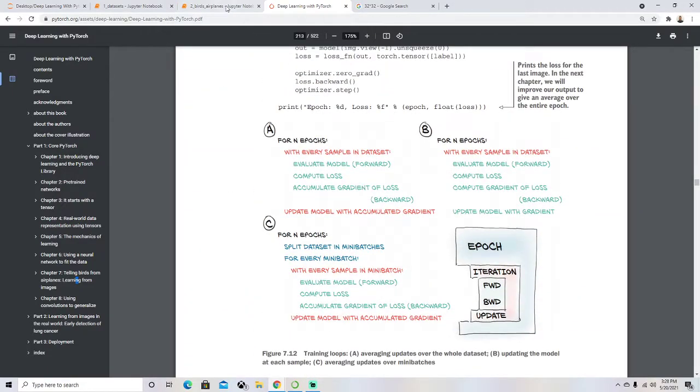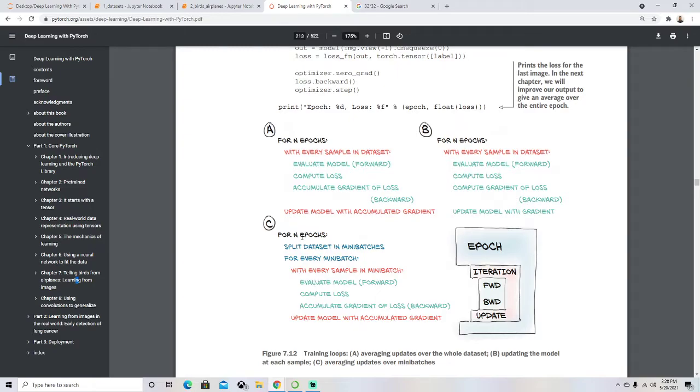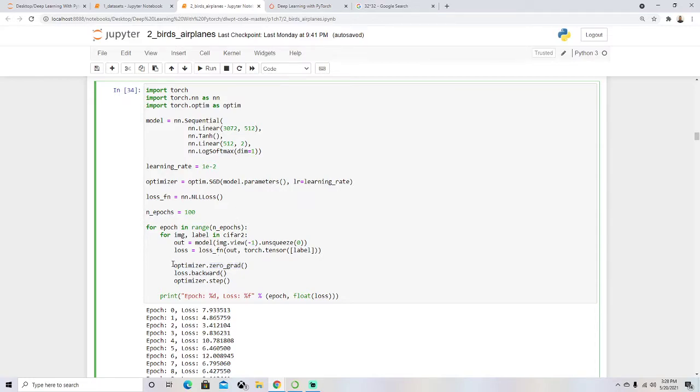Evaluate the model forward, zero the gradient, compute the loss, and accumulate. Actually, it doesn't necessarily have to do with that figure. But first, we're going to use the optimizer on the gradient, calculate the loss, and then update. So they don't match up as perfectly as I wanted, but these three lines of code always have to be there.